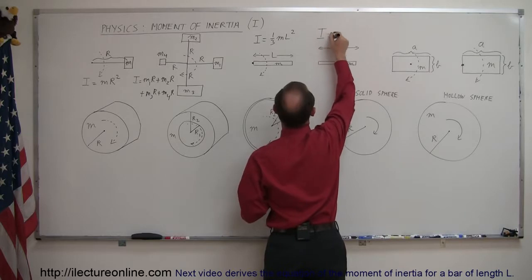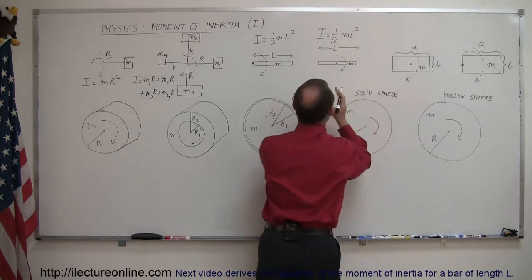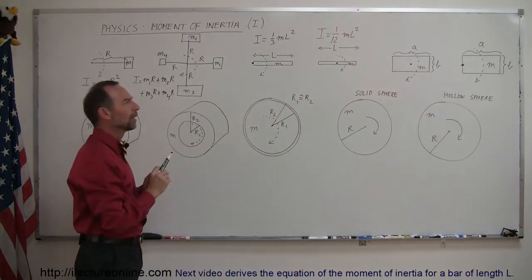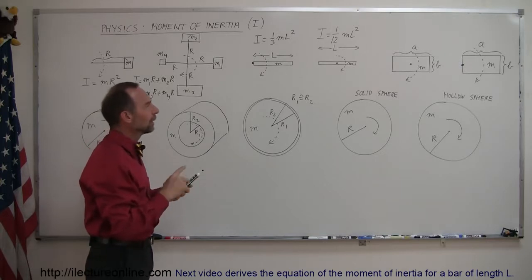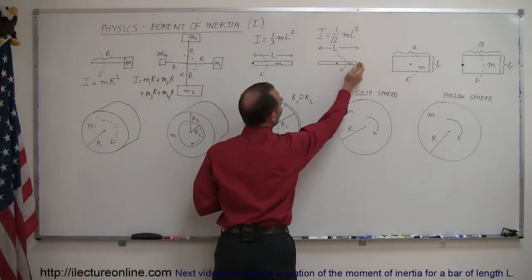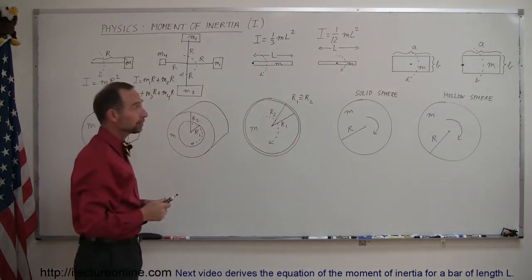I, in this case, is equal to 1/12 mL squared. Notice how close everything is to the point of rotation. Now you say, well, 1/12, isn't that a small number? Yes, it is, because we take the total length and not just the radius from the outside to the point of rotation. So that is the correct value.